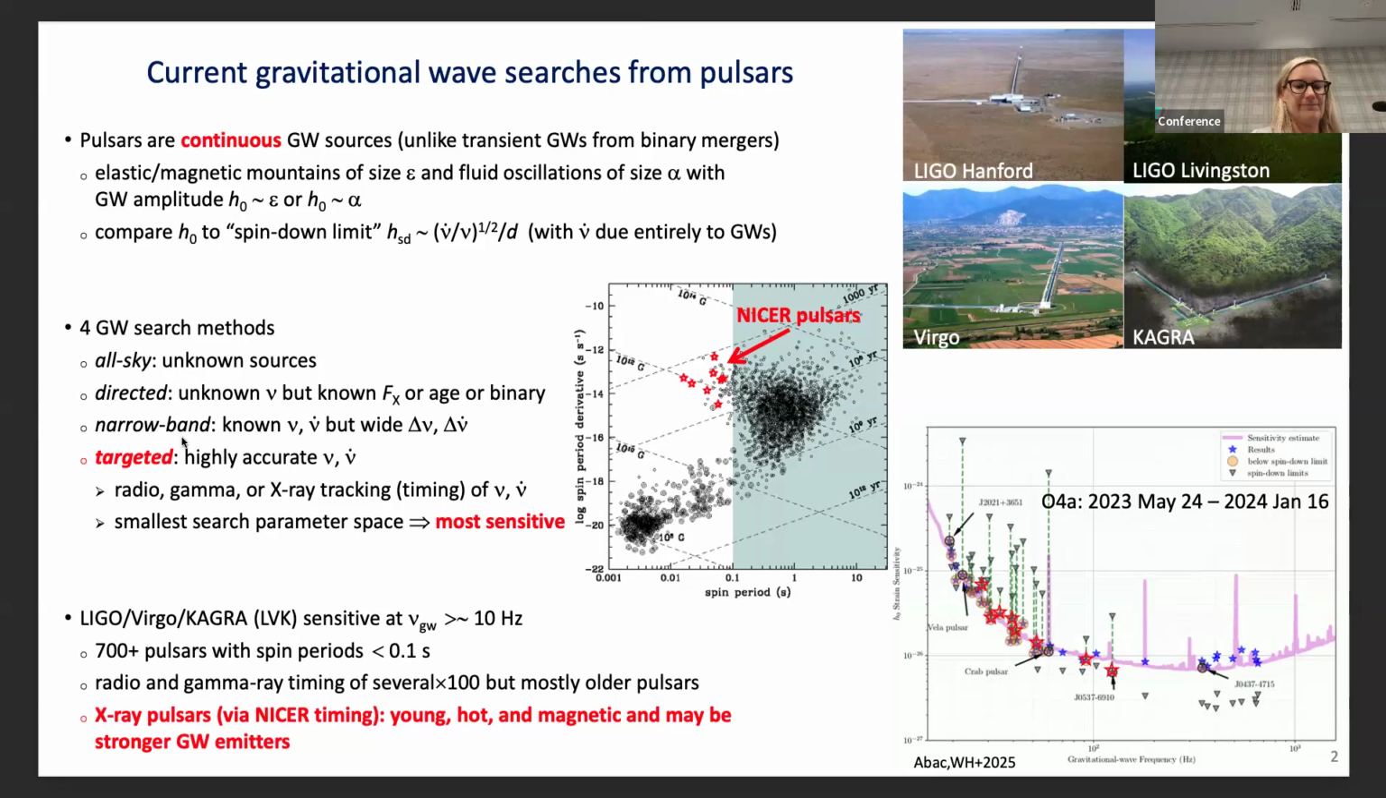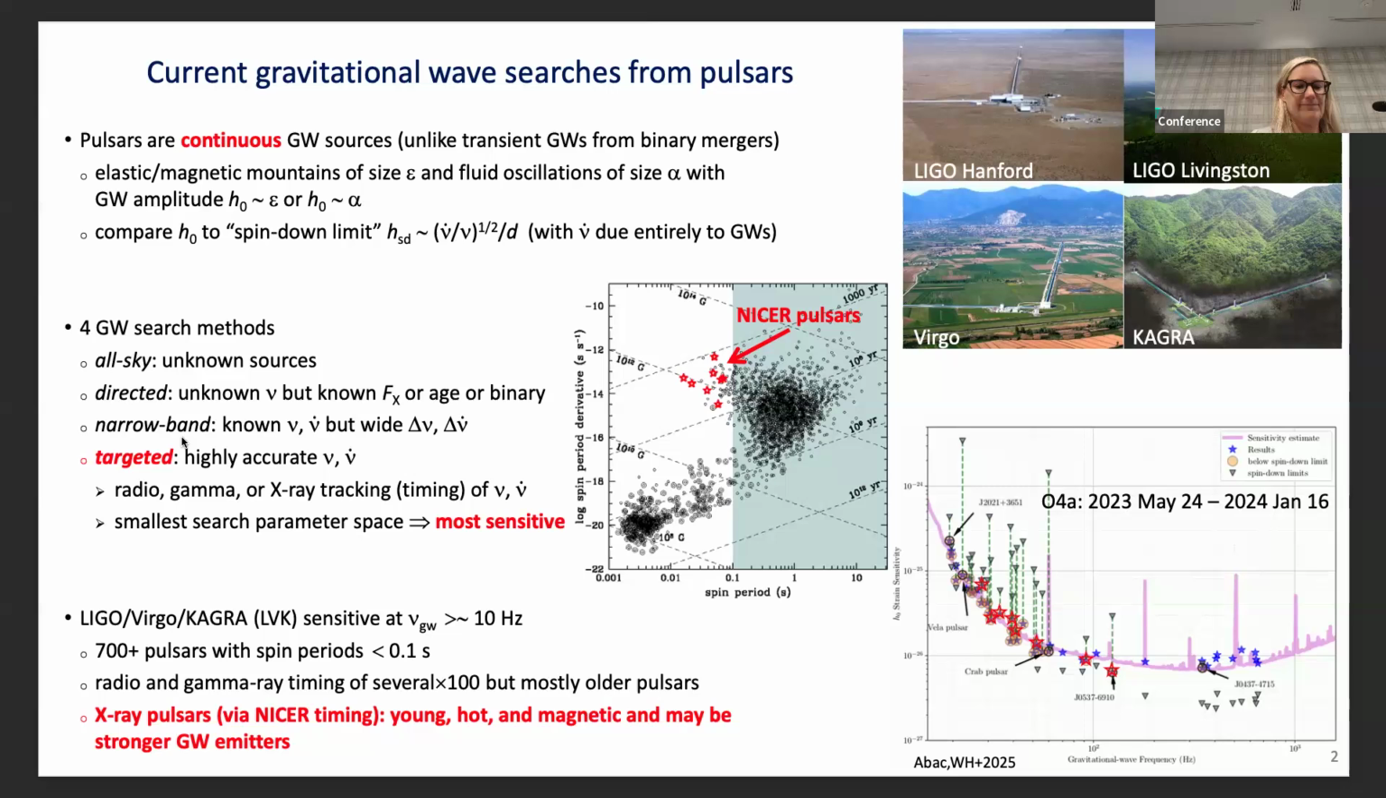Obviously it's emitting electromagnetic radiation, so that's why we want to go below the spin down limit, because that tells us what fraction of its energy loss is due to gravitational waves as opposed to other sources like electromagnetic radiation. So we want the measured value, h naught, to be below the spin down limit, h_SD. That's what we strive to achieve and hopefully to detect.